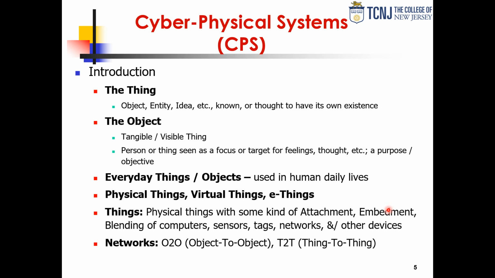Very formally, actually, from a strict language definition. So the thing is an object. It can also be an idea. So a thing doesn't have to be physical, but it's something that exists. Okay? Now, an object is something physical.